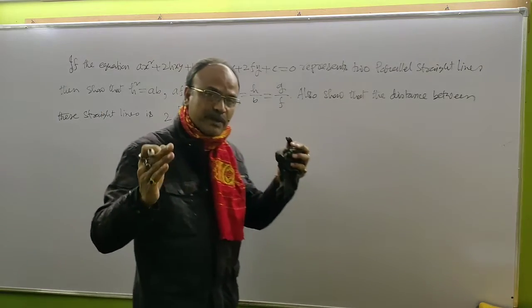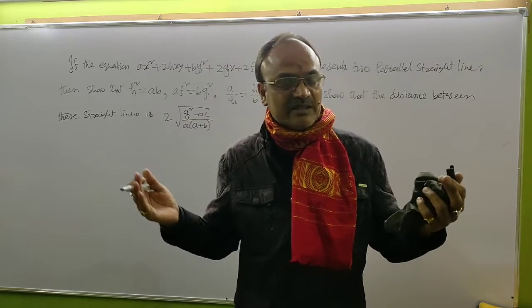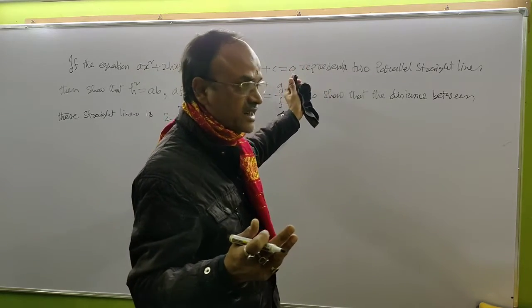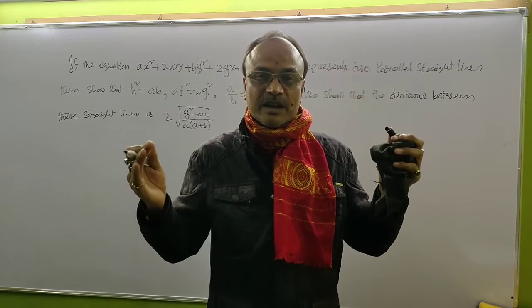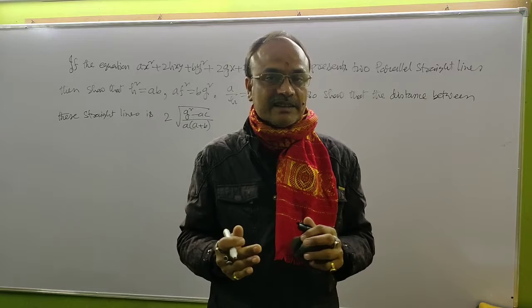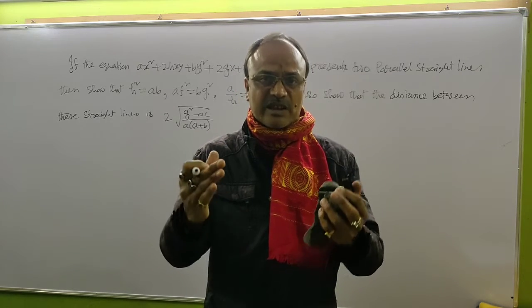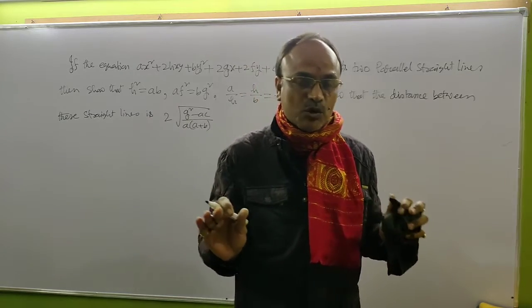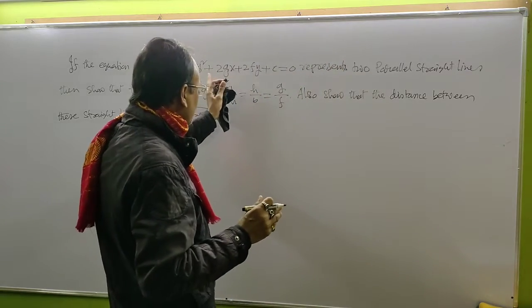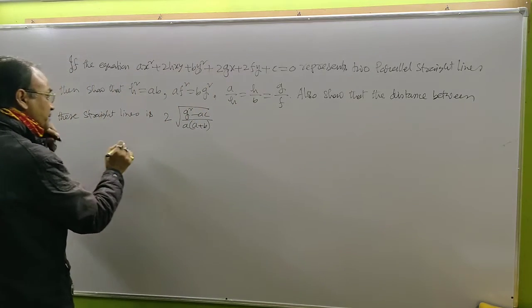You see, the two straight lines are parallel. If the two straight lines represented by the general equation of second degree are parallel, then the slope of the straight lines should be equal. Therefore, we may take the straight lines as I am writing here.